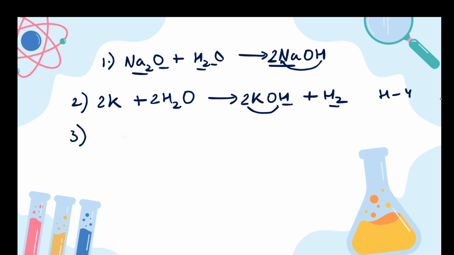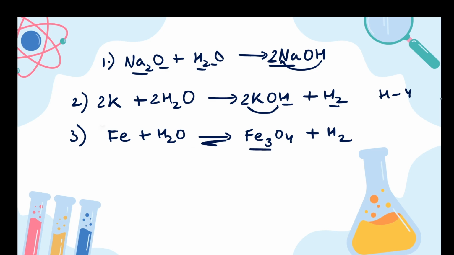Third reaction, we have iron reacting with water forming, it's a reversible reaction, Fe3O4, triferric tetraoxide and hydrogen as the products. Now this is very simple. Iron is 3. So here also we'll add 3 to balance our iron. Oxygen is 4. So we place 4 in front of water to balance our oxygen.